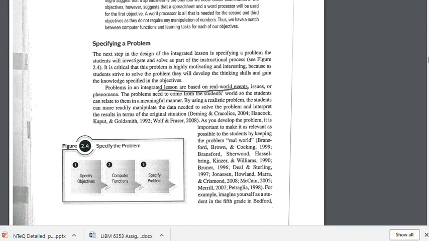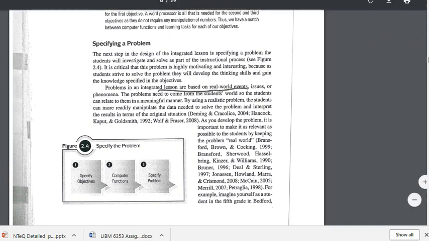So problems in an integrated lesson are based on real-world events, issues, or phenomena. The problems need to come from the student's world so the students can relate to them in a meaningful manner. By using a realistic problem, the students can more readily manipulate the data needed to solve the problem and interpret the results in terms of the original situation.